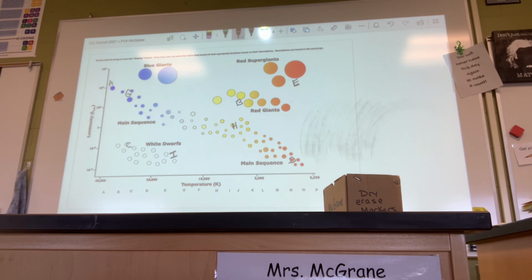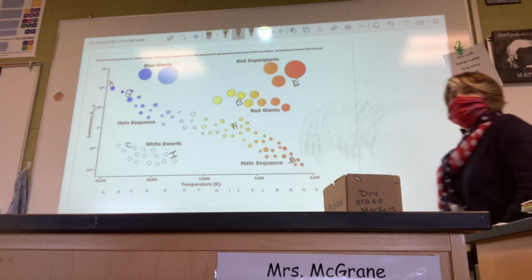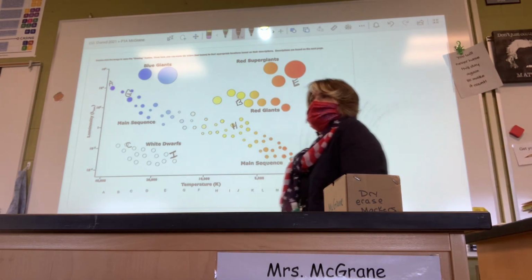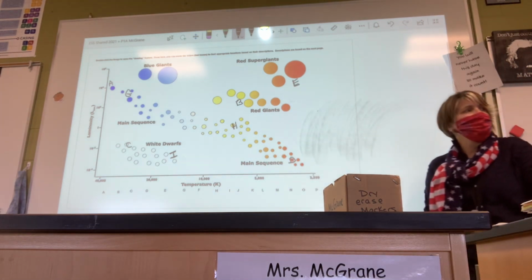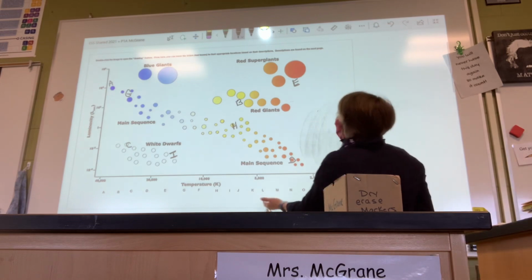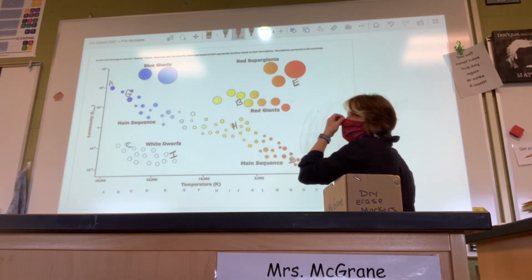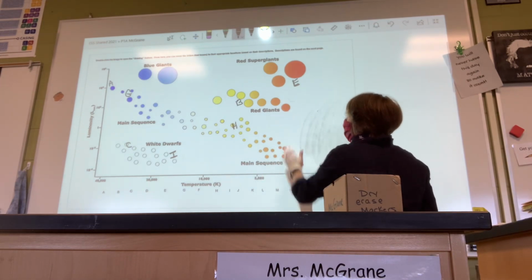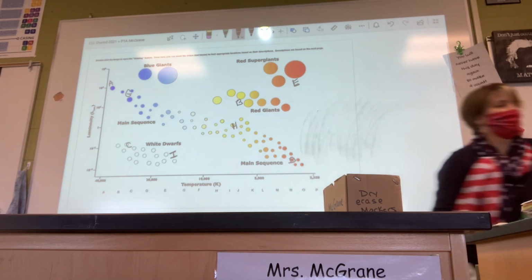Fabulous. We don't know J yet: what our sun will turn into when it no longer fuses hydrogen. Does anybody want to put a guess on that? I think we've talked about it a couple times. Yep. The farthest one of the red giants. Yeah, it will turn into a red giant. I don't know if it'll be the furthest one over here because these are just kind of examples, but it definitely will be turning into a red giant.